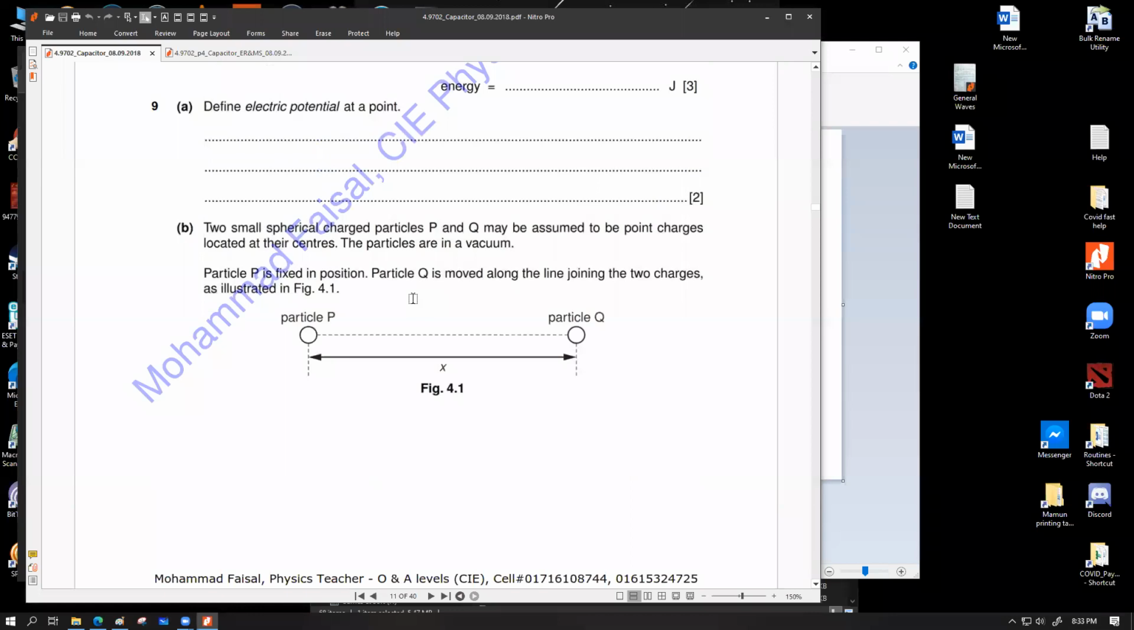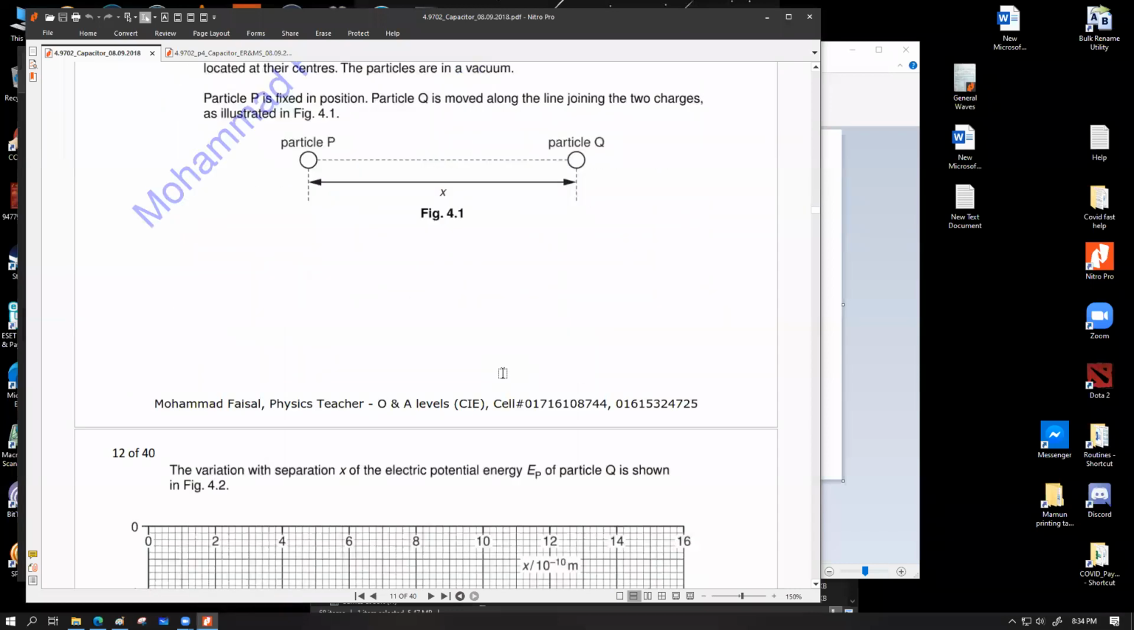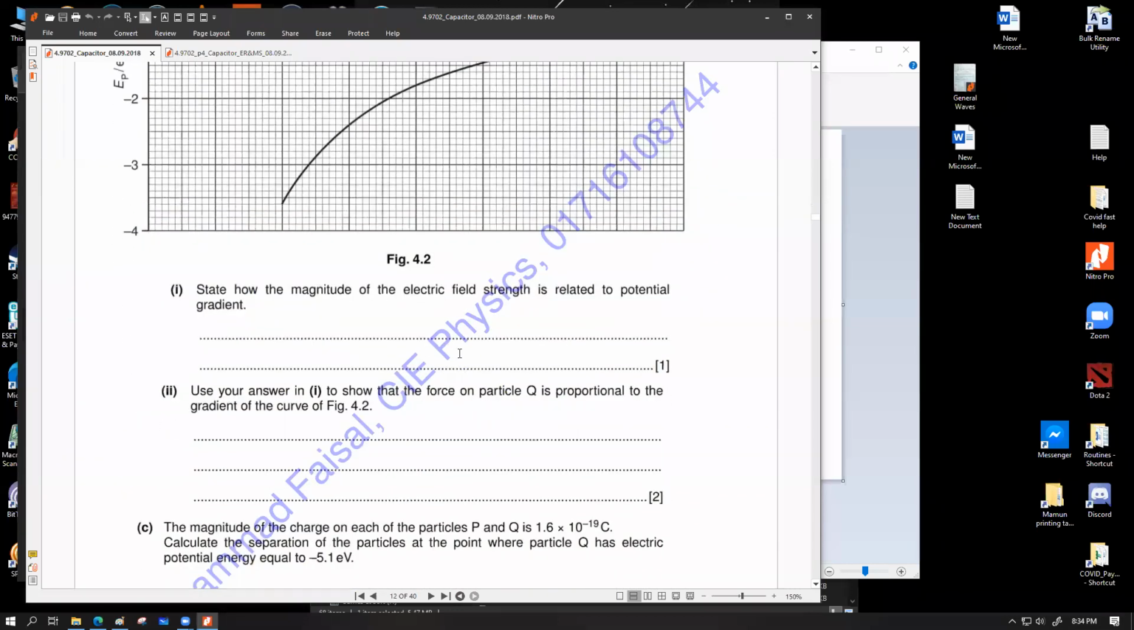9B D1. Two small spherical charges, particle P and particle Q, are given as point charges located at the centers. The particles are in vacuum. Particle P is in fixed position. Particle Q is moved along the line joining the two charges as listed in figure 4.1. State how the magnitude of the electric field strength is related to the potential gradient.